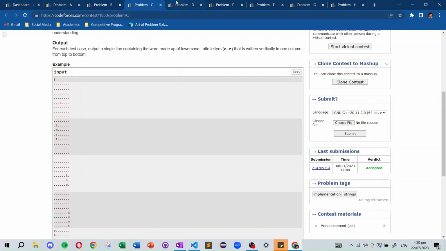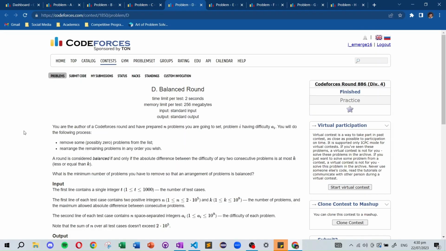Alright, so now we'll go over more interesting problems. And it starts, in my opinion, from problem D. So problem D, you're given n problems, and each problem i has a difficulty a sub i. You will do the following process. You remove some problems from the list. You can also not remove anything. And then you rearrange the problems in any order.